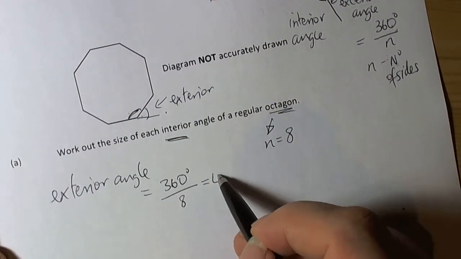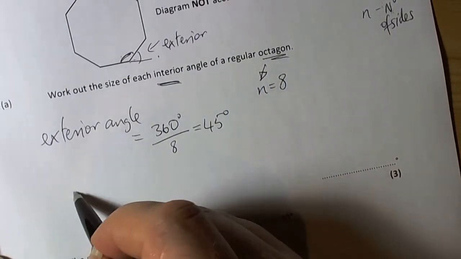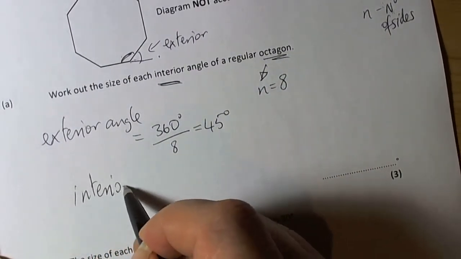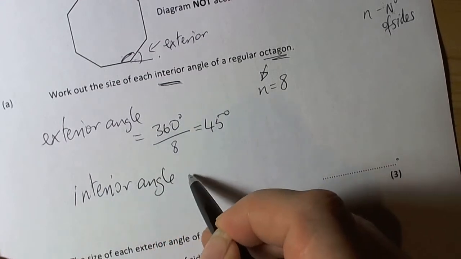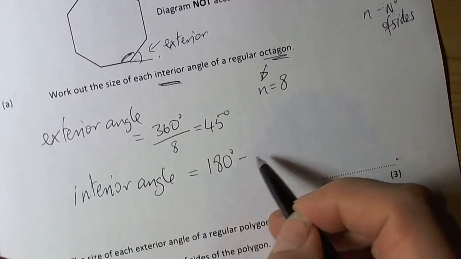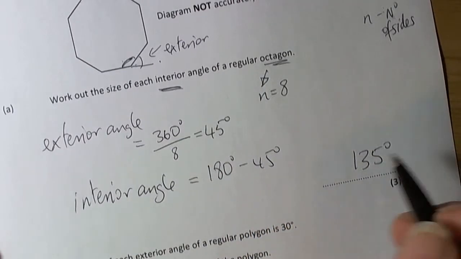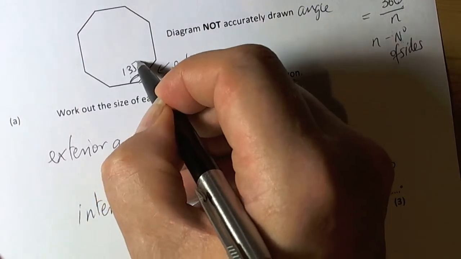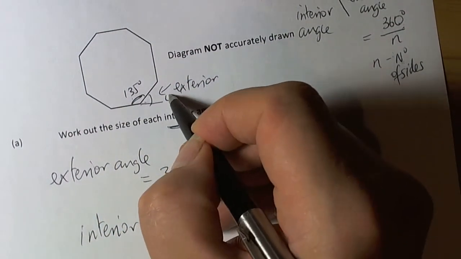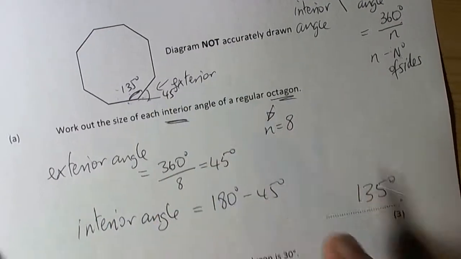360 divided by 8 is 45 degrees. So that's the exterior angle, but the question wants the interior angle. And we know the interior angle plus the exterior angle is 180. So we're going to take away 45 degrees from there, and we're going to get 135 degrees. So that angle is going to be 135 degrees because this angle was 45 degrees, and angles on a straight line add up to 180.